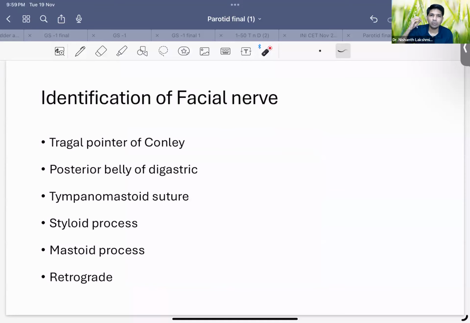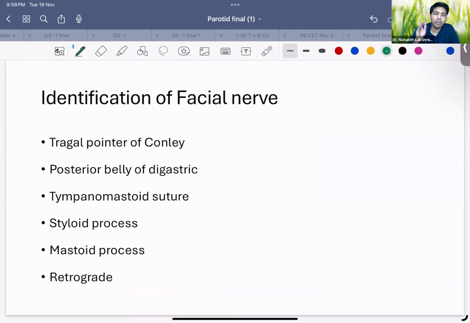Now let's address the elephant in the room. All of us keep worrying about the facial nerve, facial nerve, facial nerve. The whole idea about the parotid is to identify the facial nerve. Now, I've already put up the points here, and I will even tell it to you upfront. Okay, it makes it easier. See, the idea is to identify the facial nerve.